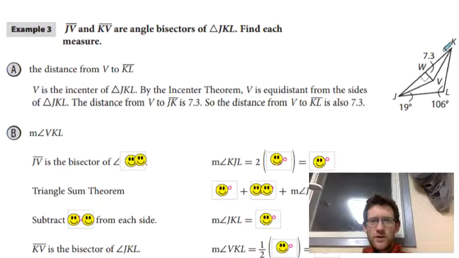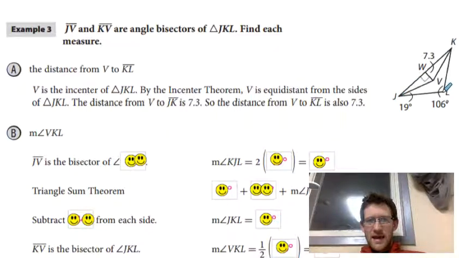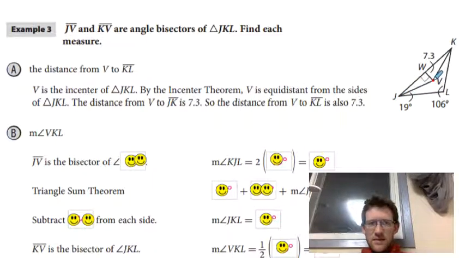All right, we're going to do this problem here. I know it's a little hard to see, but there's a triangle JKL, and then there's some values here. V, as it turns out, is the incenter. It says right here that JV and KV are angle bisectors, so therefore they're going to meet at that incenter. And that's how we can determine that V is the incenter.